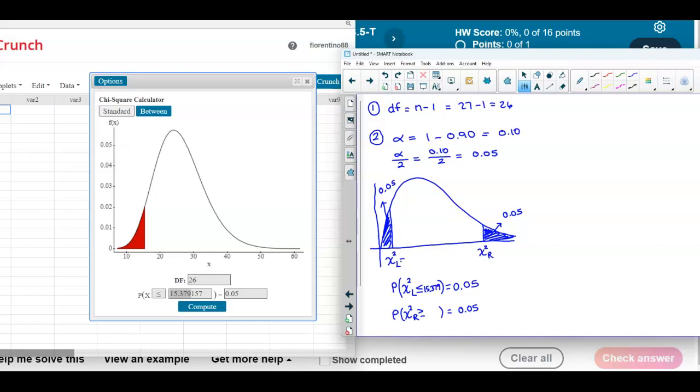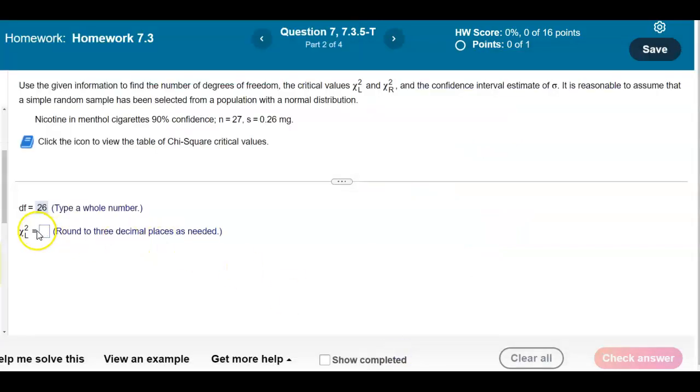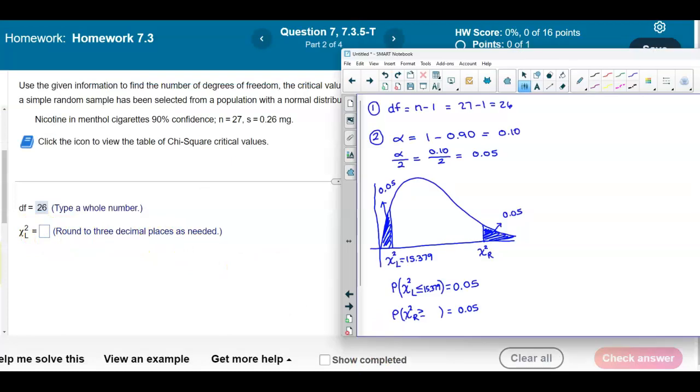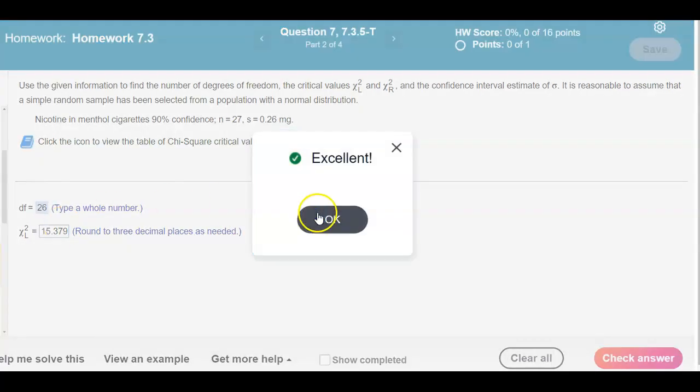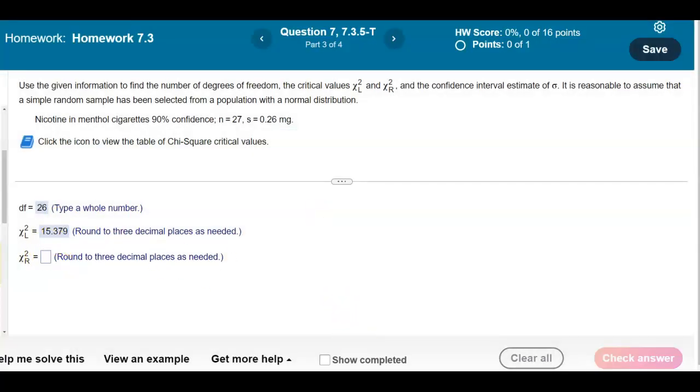So therefore, this is equal to 15.379. Now let's just check to make sure our result is correct. So again, we said 15.379, and there's our critical value on the left.